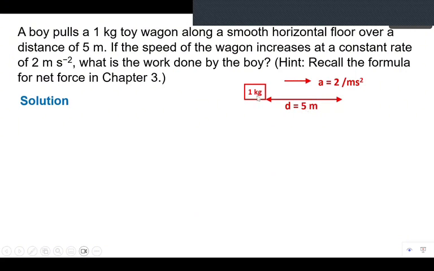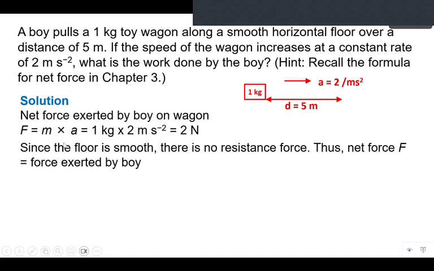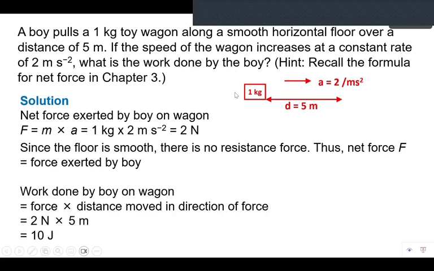So I need to link back to my formula for force. My force acting on this box, I have the mass and I have the acceleration. You should be able to get that the force acting on it is F equals ma. So it's 1 kg times 2 meters per second square. So the force acting on the wagon will be 2 newtons, because there is no other frictional force, it's a smooth surface. So the only force that acts on the wagon is this 2 newton, which is the resultant force. Then I exert a force of 2 newtons and the box moves through 5 meters, so it's 2 times 5, I get 10 joules of work being done.